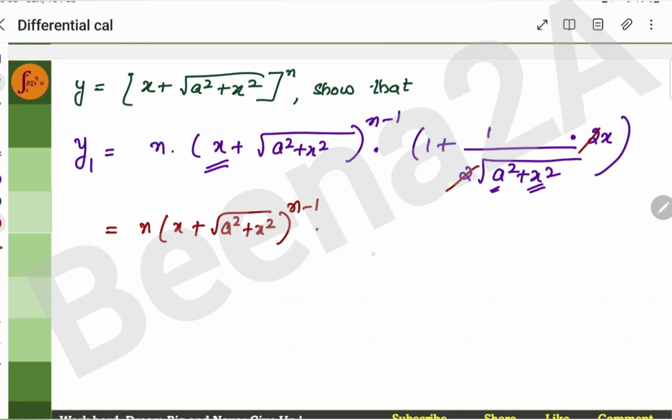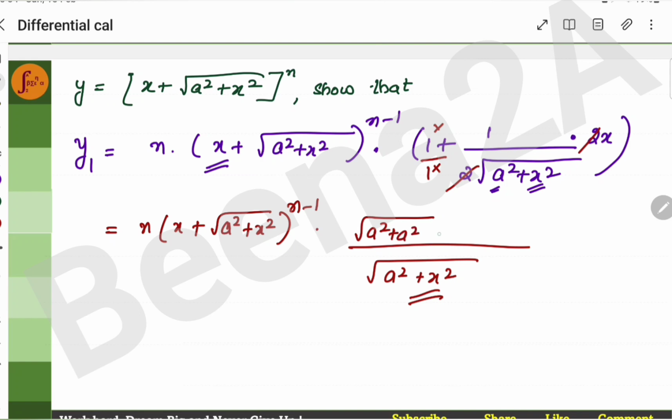So when I take the LCM, it would be root of a square plus x square, right? This has to be multiplied with root of a square plus x square to get this particular LCM. You have to multiply the numerator with this. So I'll get 1 into root of a square plus x square plus, here I have to multiply with 1 to get this as LCM. So 1, and then I have x here.